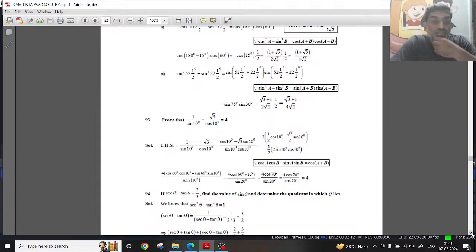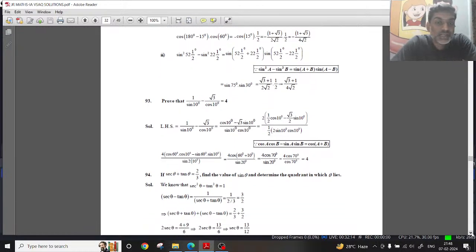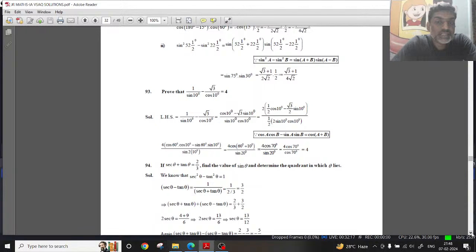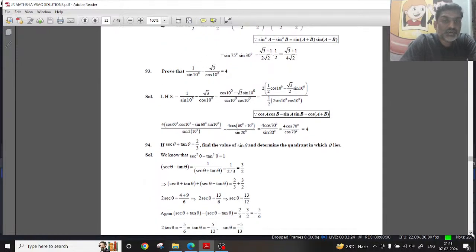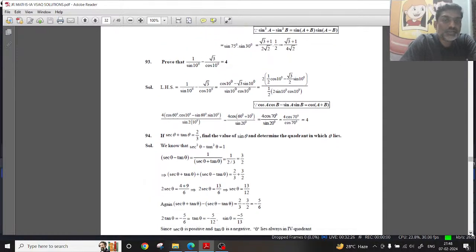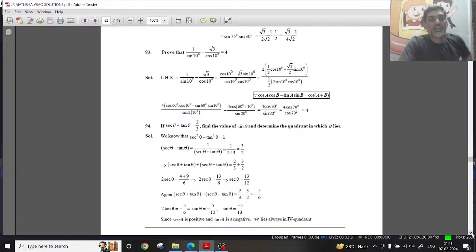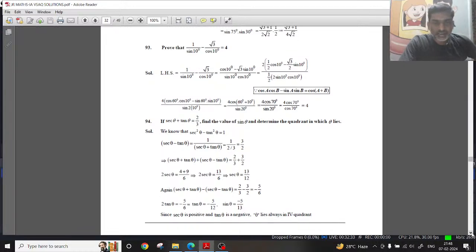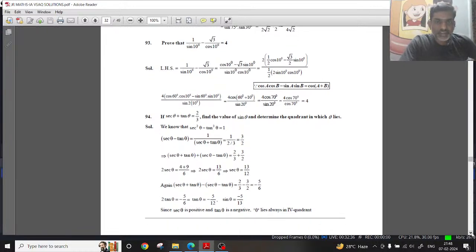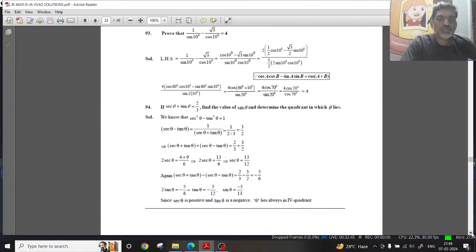Question number 94, also an important question. Secant theta plus tan theta equal to 2 over 3. Find the value of sin theta and determine the quadrant in which theta lies. Okay, secant theta plus tan theta equal to 2 over 3, then secant theta minus tan theta equal to 3 over 2. Right? We can get tan theta. From tan theta we can get all the trigonometric ratios. They are asking us to calculate only sin theta, and tan theta is negative, sin theta also negative, then theta lies in which quadrant? Fourth quadrant.